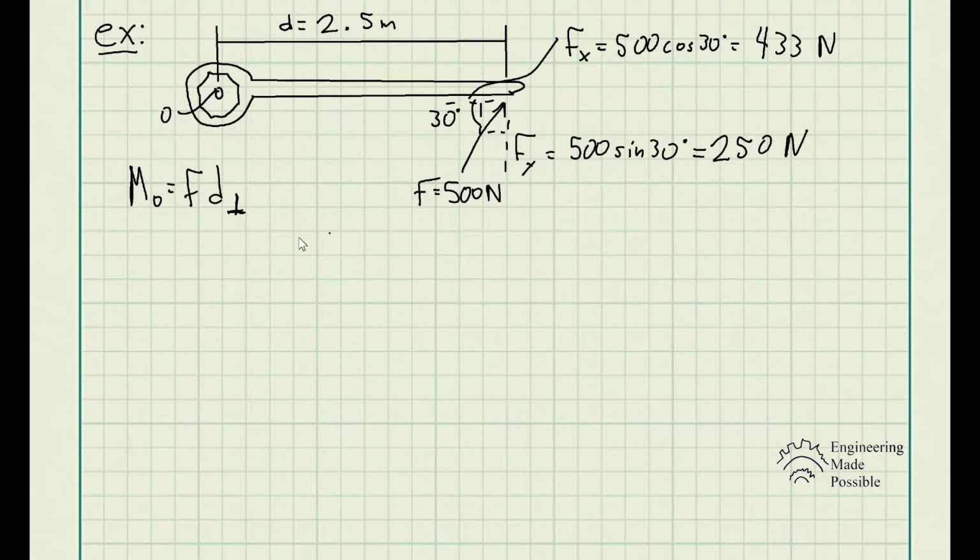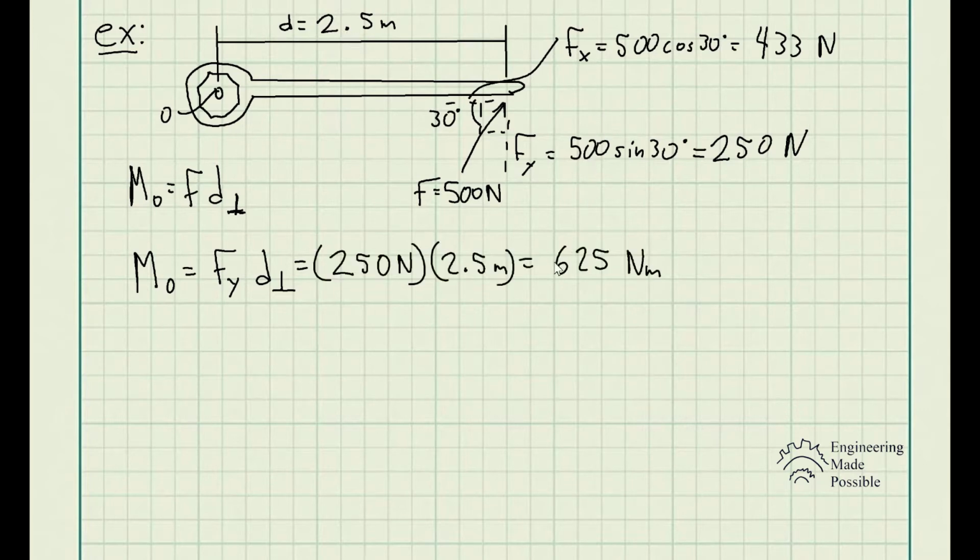So let's go ahead and solve for the moment with respect to O. In this case, we have the force in the Y direction times your perpendicular distance with respect to that force. And in this case, the distance that's perpendicular to this force is D, which is 2.5 meters. So our moment here is 625 newton meters. Now we do also have an X component of this force. Let me go ahead and draw it at the end of this wrench. So this is F of X, which is 433 newtons.